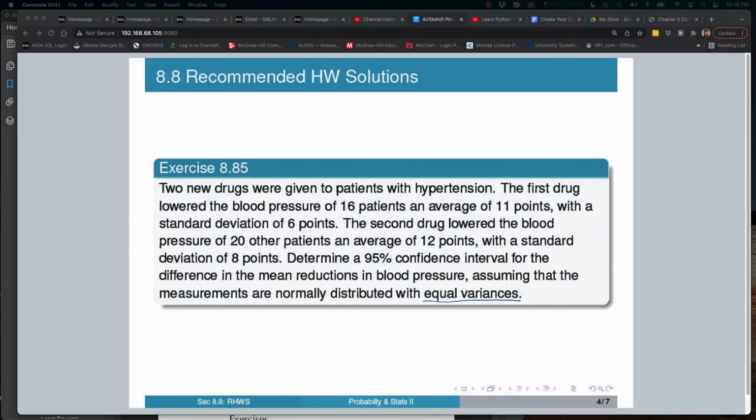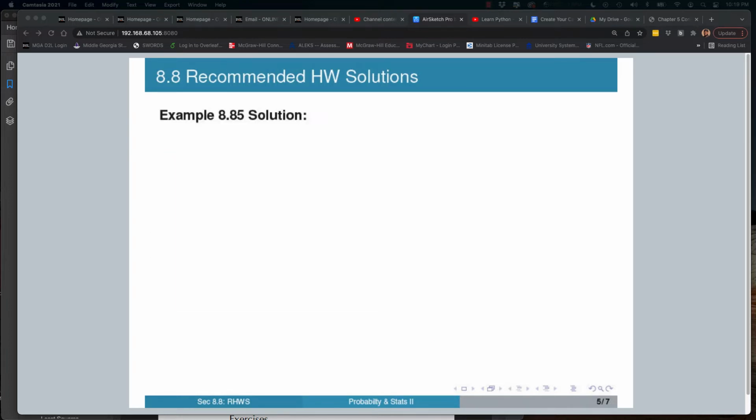So they're telling us to use the pooled method here, and that's what we've got to do. So we've got all the information we need. We don't have to do a lot of extra work here. But we know that n sub 1 is equal to 16, n sub 2 is equal to 20. We know that y bar 1 for the first drug group was 11 points, and y bar 2 was a 12-point reduction, and the standard deviation for group 1 was 6, and for group 2 it was 8.